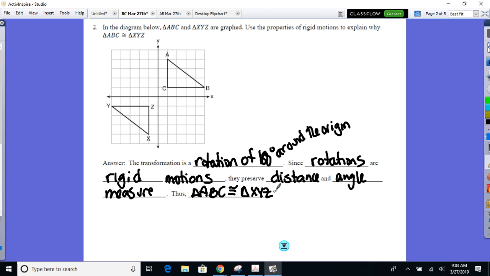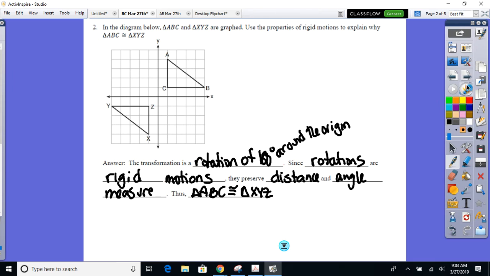Setup's going to be the same every time. You're going to tell me what you're doing, get specific. Tell me what you're doing is a rigid motion. It preserves distance and angle measure. Thus, the triangles are congruent. It is a proof, yeah. But we're not putting it in statements and reasons. And you're using your knowledge of transformations to prove them congruent.